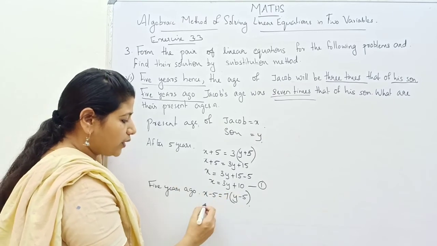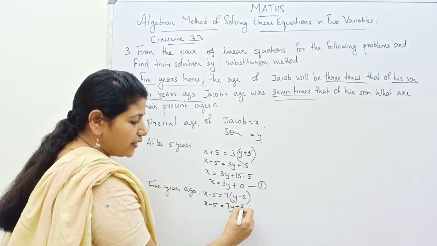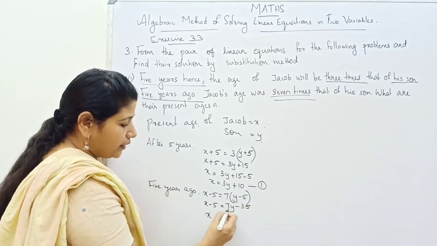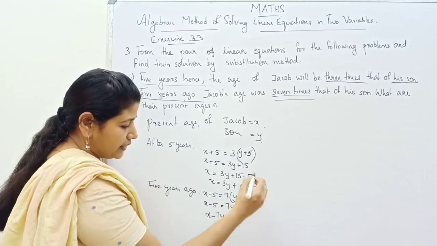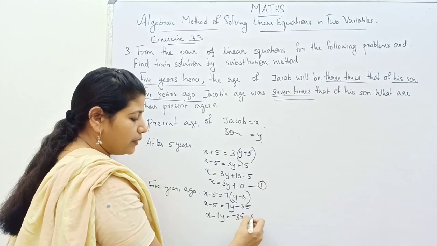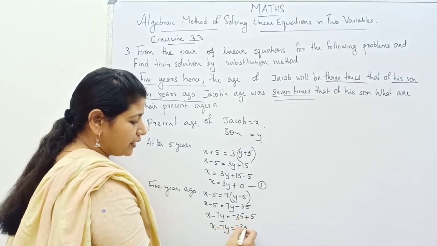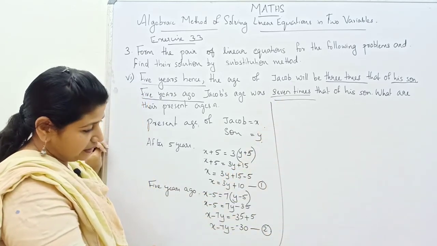Here also you have to rearrange. x minus 5 equal to 7 into y is 7y, 7 into 5 is 35. Now I can take the 7y to this side. x minus 7y equal to negative 35, and negative 5 will be plus 5. And you will get x minus 7y equal to negative 30. This is your second equation: x minus 7y equal to negative 30.